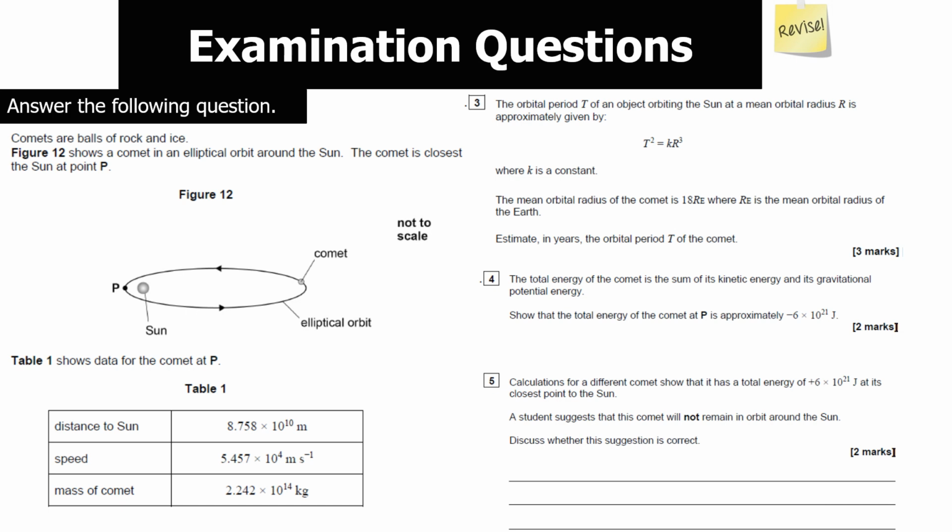Show that the total energy of the comet at P is approximately minus 6 times 10 to the 21 joules. Then calculations for a different comet show that it has a total energy of plus 6 times 10 to the 21 joules at its closest point to the Sun. A student suggests that the comet will not remain in orbit around the Sun. Discuss whether this suggestion is correct. So pause the video now, then unpause the video when you want to go through your answer.